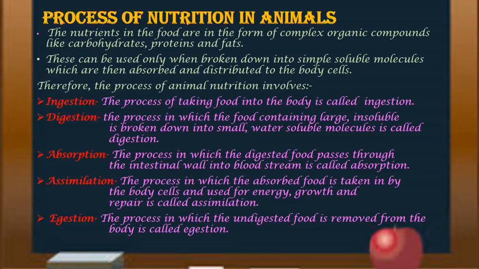Digestion, the process in which the food containing large insoluble molecules is broken down into small water-soluble molecules. Absorption, the process in which the digested food passes through the intestinal wall into the bloodstream is called absorption. Assimilation, the process in which the absorbed food is taken in by the body cells and used for energy, growth, and repair. This process is called assimilation. Egestion, the process in which the undigested food is removed from the body is called egestion.